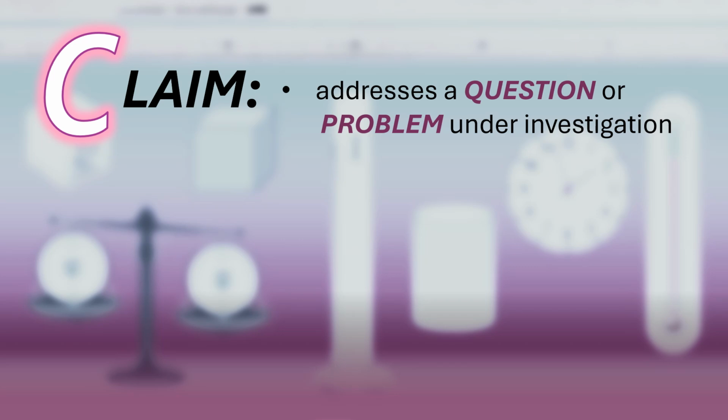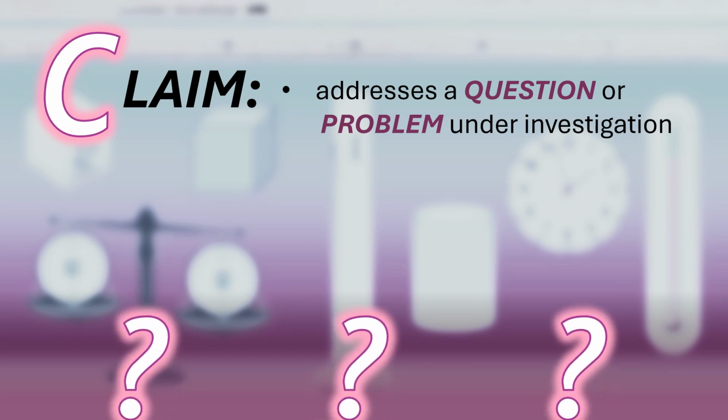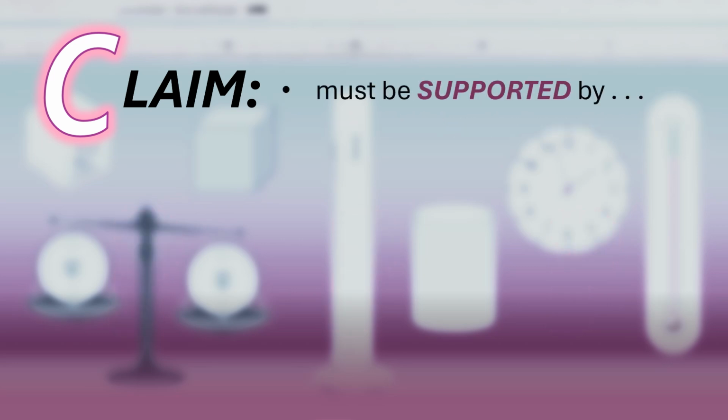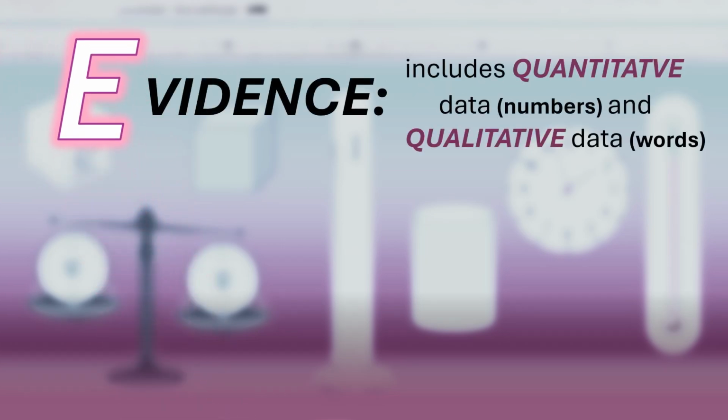The claim that we're doing is essentially addressing a question or a problem which is already under investigation. It must be supported in turn by evidence. Evidence should include quantitative data, that's the numbers, and also qualitative data. These are words where we write out what we observe, what we detect with our senses.